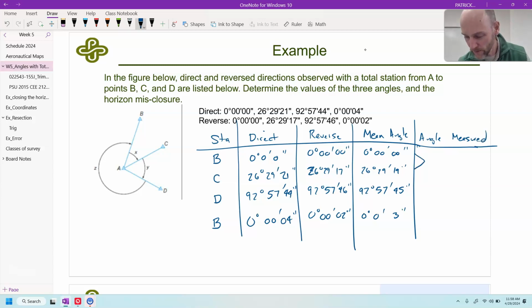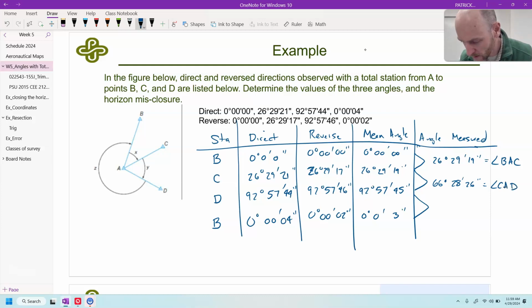So our measured angle is where we look at the differences between those calculations. The first one's easy because it's the second reading minus zero. So 26 degrees, 29 minutes, 19 seconds. And that is our angle BAC. Second one, 92, 57, 45, minus 26, 29, 19. That gives us 66 degrees, 28 minutes, 26 seconds. And that's our angle CAD.